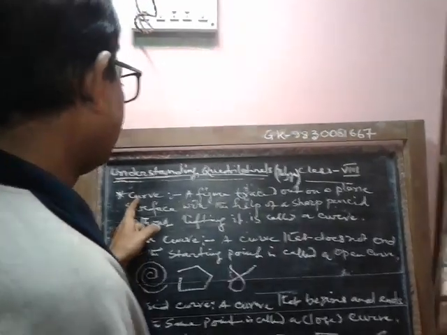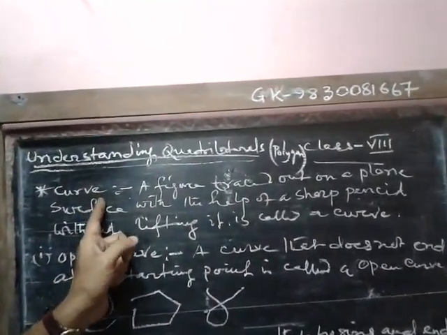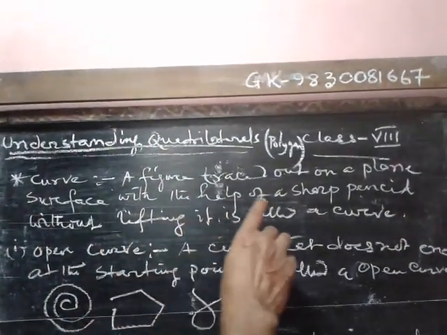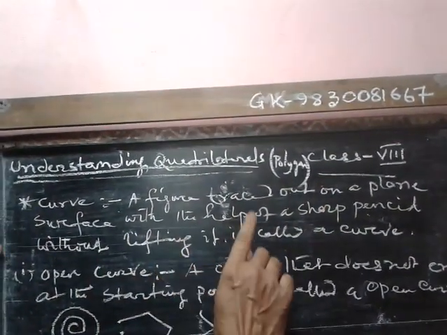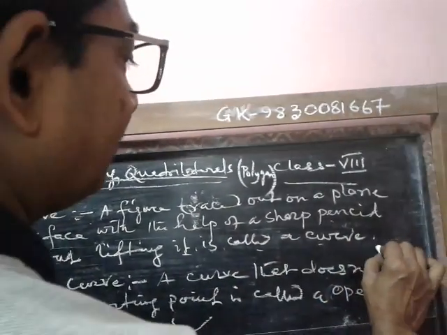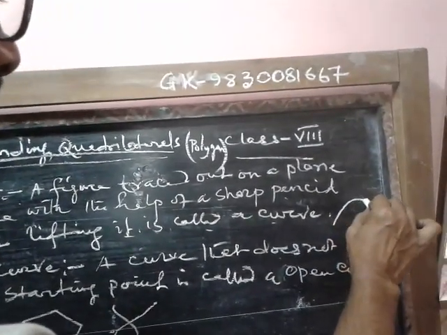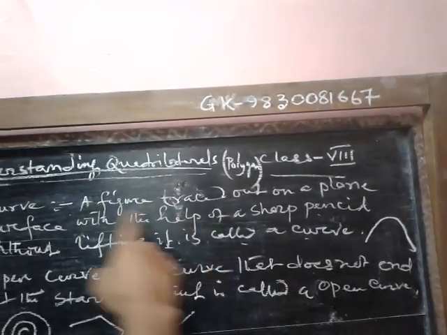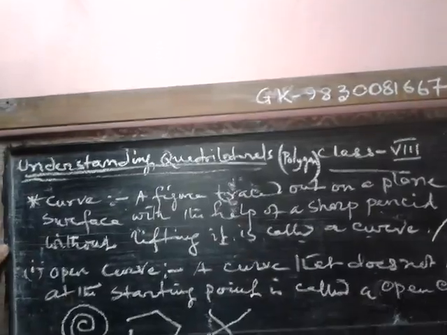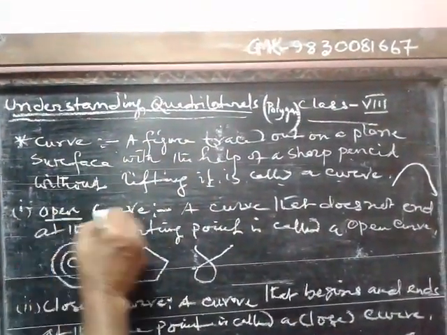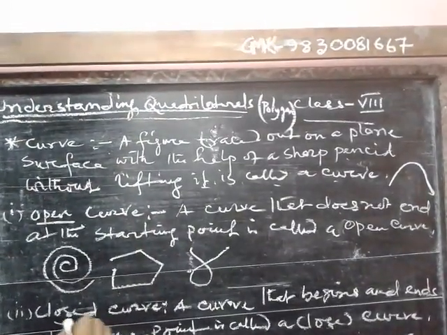Number one, what is a curve? A figure traced out on a plane surface with the help of a sharp pencil without lifting is called a curve. Suppose I am just making one line without lifting. So this is actually called a curve. Now curves may be classified into two ways: one is open curve, another is closed curve.